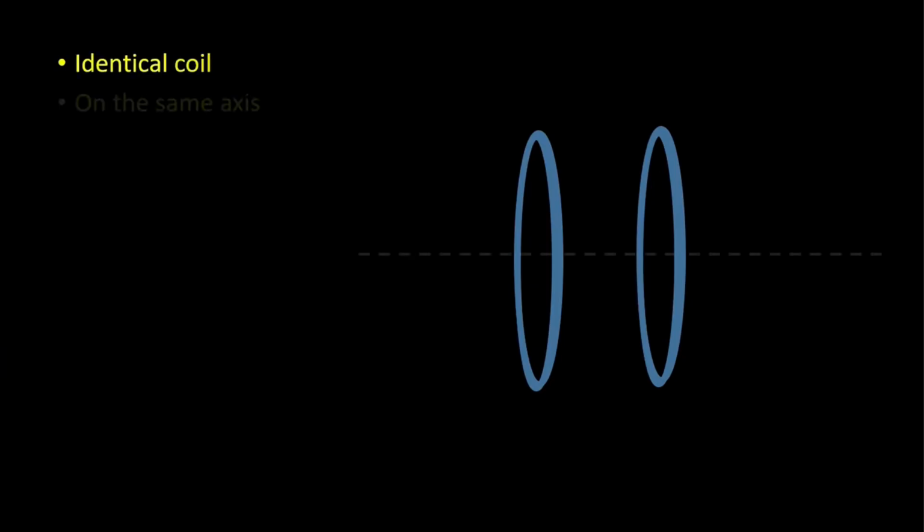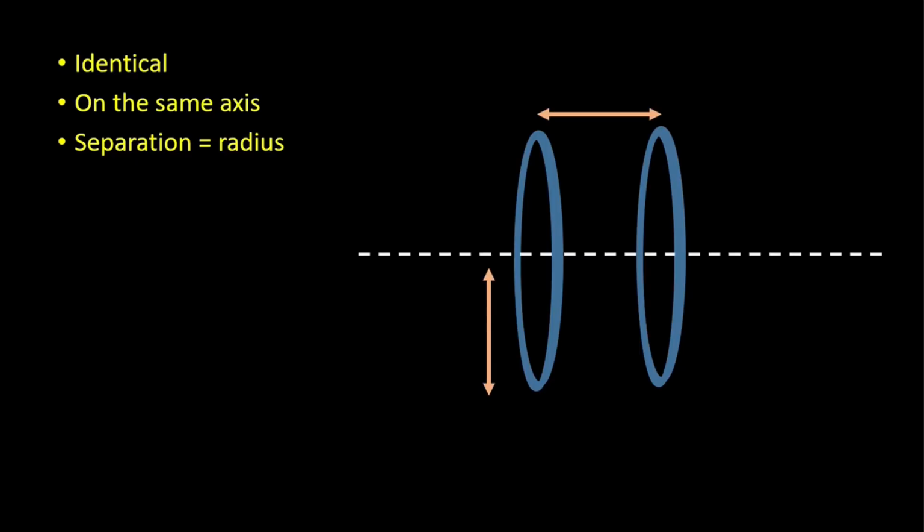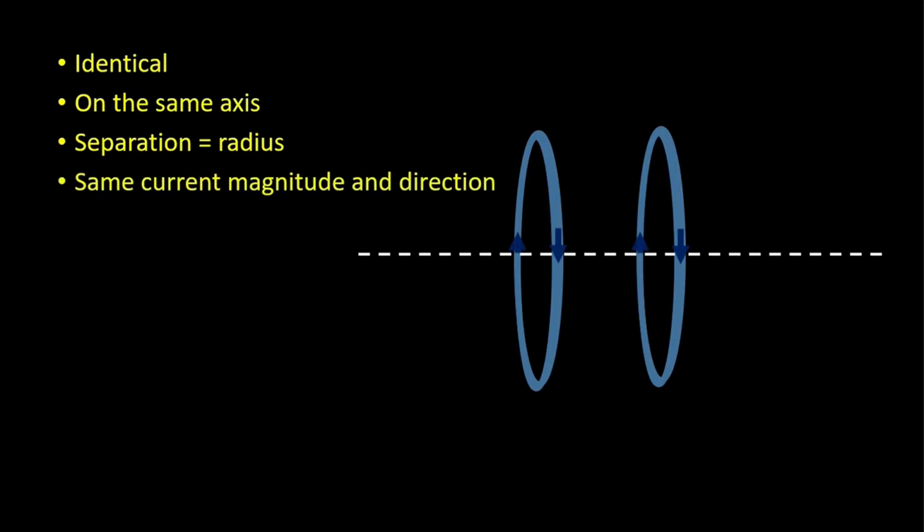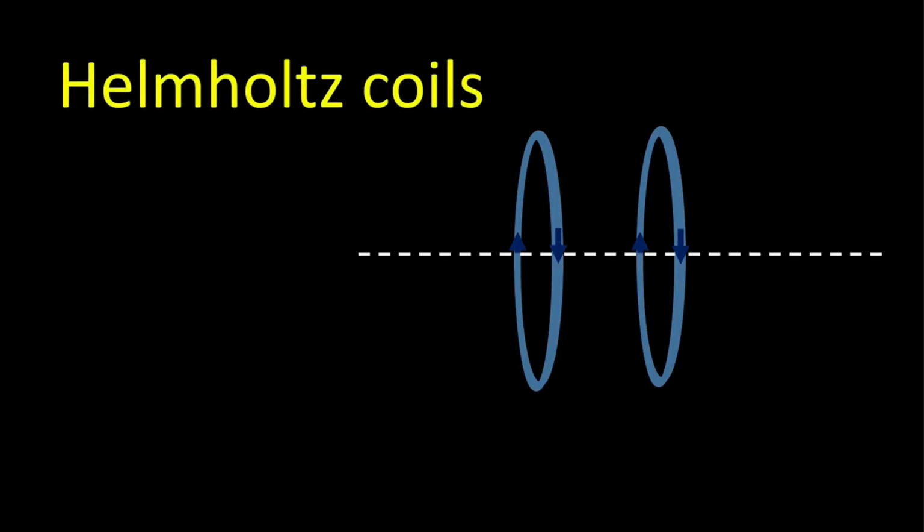Back to the example of our circular coil, if we can obtain an identical coil and place it on the same axis of the first coil, such that the separation between the two coils is equal to the radius of the coil, and they are connected such that they have the same current in the same direction, this setup is called the Helmholtz coils.